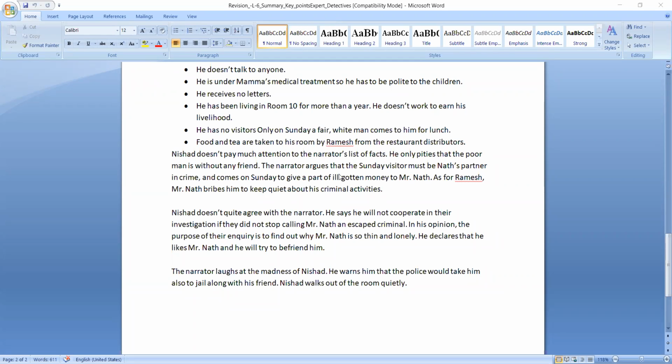The narrator laughed at the madness of Nishad. He warns him that the police would take him also to jail along with his friend. Then Nishad walked out of the room quietly.